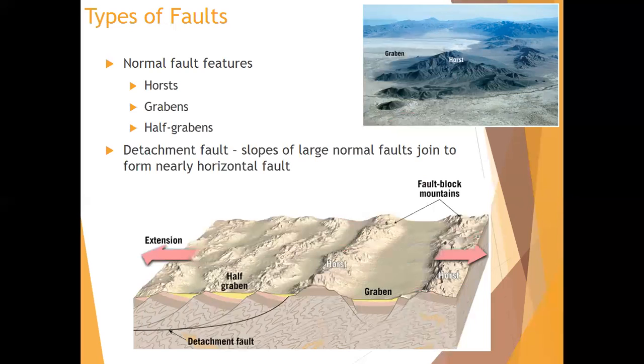There may also be a detachment fault that is going to look in this picture kind of similar to what could become a slump zone. So you have these slopes of these normal faults joining, and as they join, they eventually form a nearly horizontal fault under a larger portion of this faulting field, if you would.